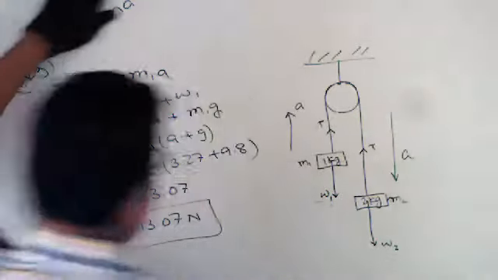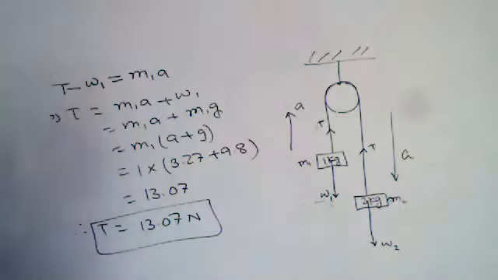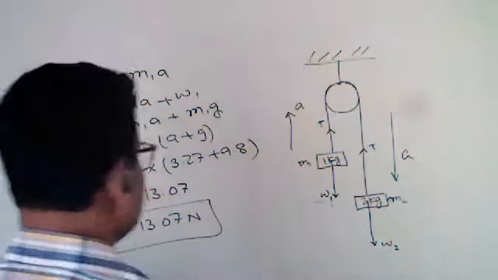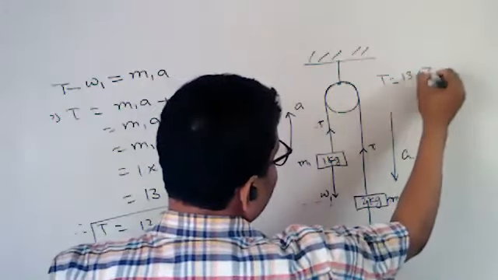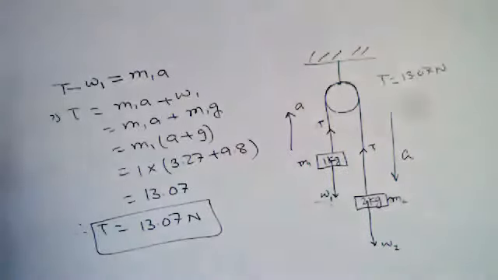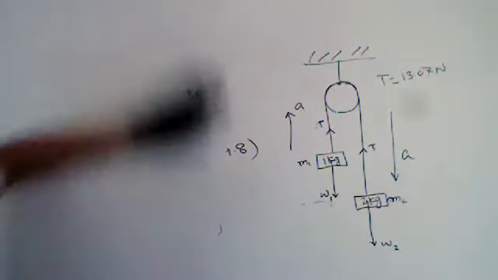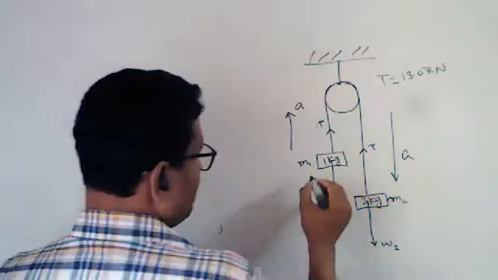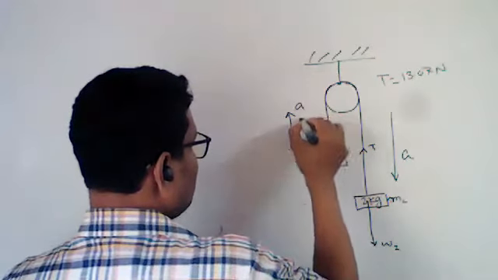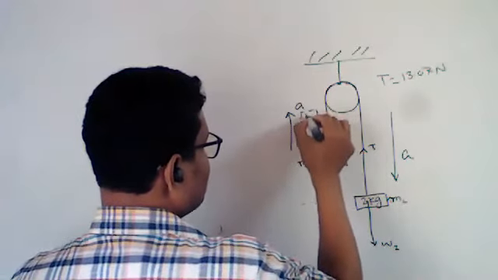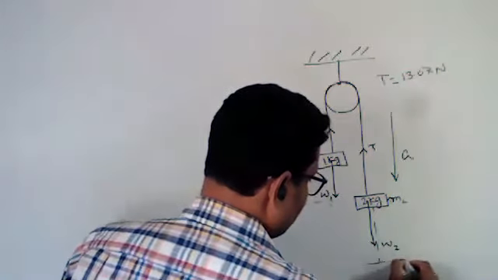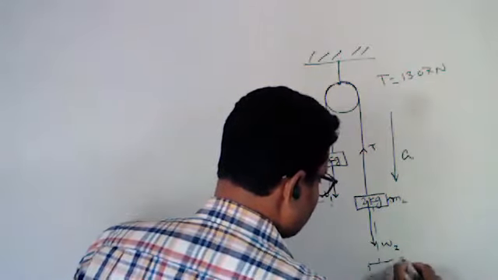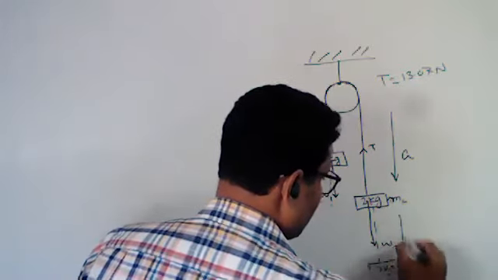Now work done by tension force. Work done by tension force for 1 kg. This is T equals 13.07 Newton. You have to remember this. For this, we know the object goes 4 meter in the upward direction. This is 4 meter, and this goes in the downward direction. This is also 4 meter.